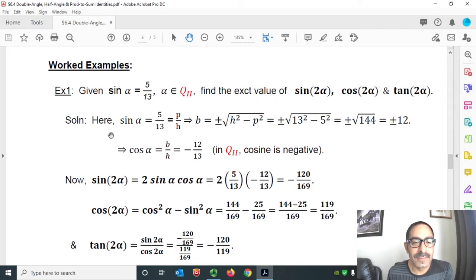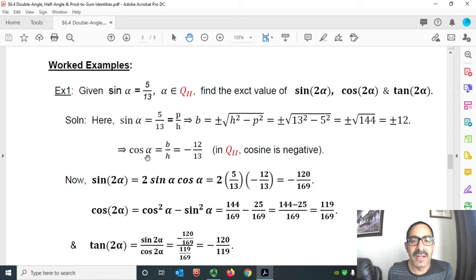Then we can easily evaluate the values of those functions. So first, let's begin the solution. Here, sine alpha equals 5 over 13. We know the sine function is the ratio of perpendicular over hypotenuse in a right triangle. So p is 5, then h is 13. Now you can find the value of b, the base of the right triangle, using the Pythagorean identity, and it turns out that b is plus or minus 12.